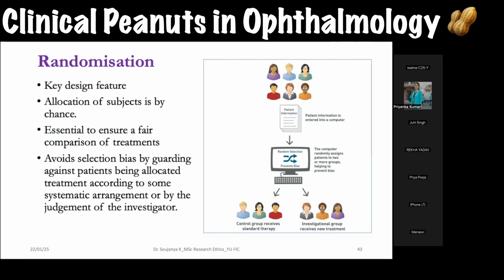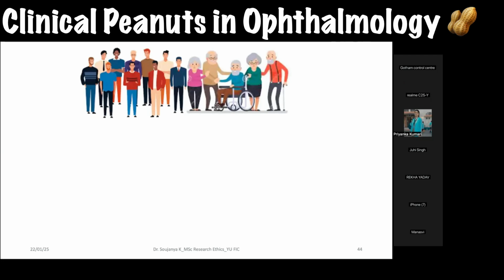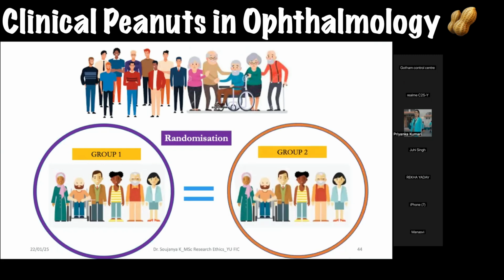So when you do a randomization, all those unknown risk factors also get balanced between the trial arms. By randomization, if you use the correct randomization methods, then both the groups become similar. So what do I mean by saying correct randomization methods?